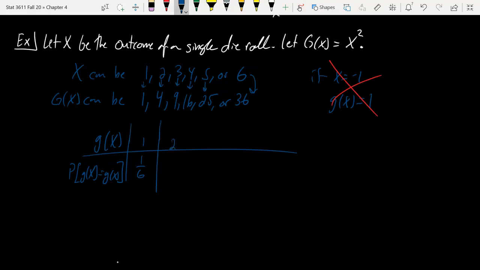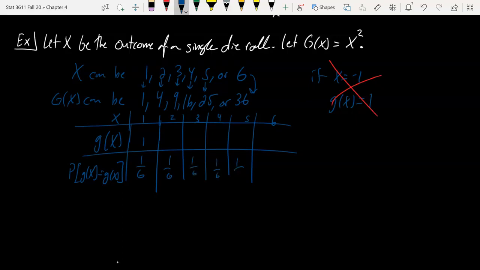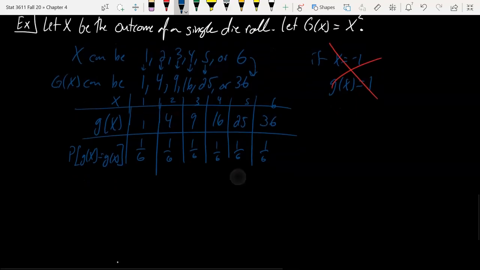So maybe what I should have done is, at the start, make a table of these x values. So there's 1, 2, 3, 4, 5, 6. All of these probabilities are a sixth. And they'd be associated with the g of x values: 1, 4, 9, 16, 25, or 36. But I really only need these last two rows to find the expected value of g of x.